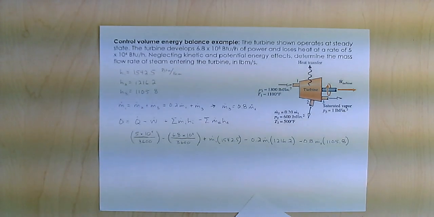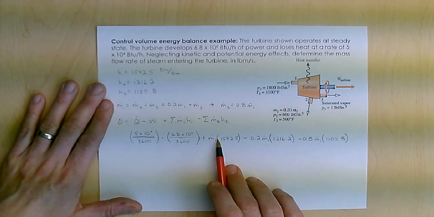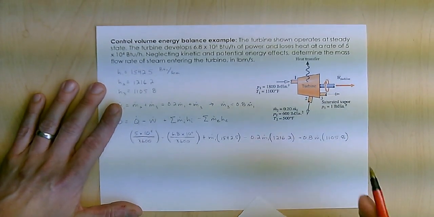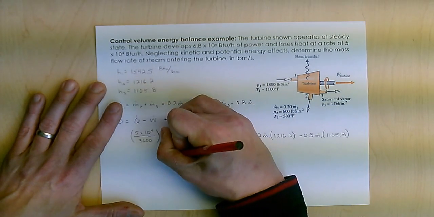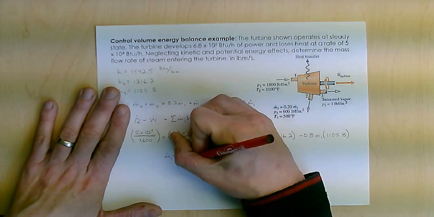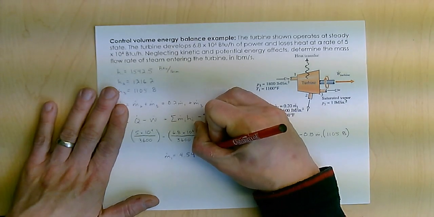Everything's in BTUs, pounds, and seconds, right? So Q minus W, enthalpy in minus enthalpy out. The only unknown in this equation is the mass flow coming in, m dot 1. And through the magic of algebra, I find that the mass flow in is 4.59 pounds per second.